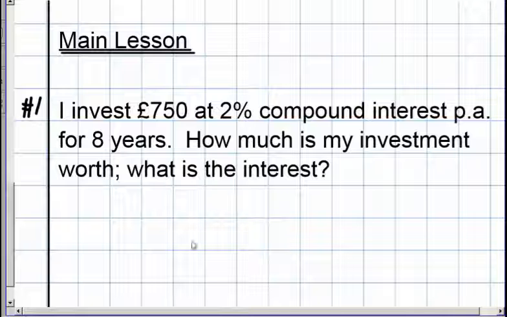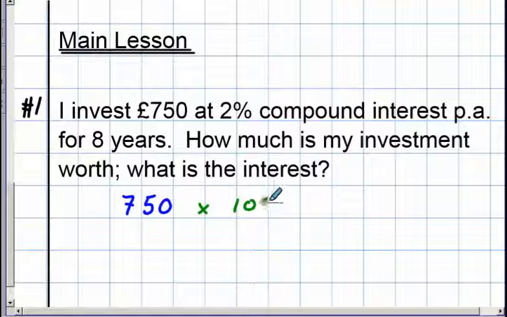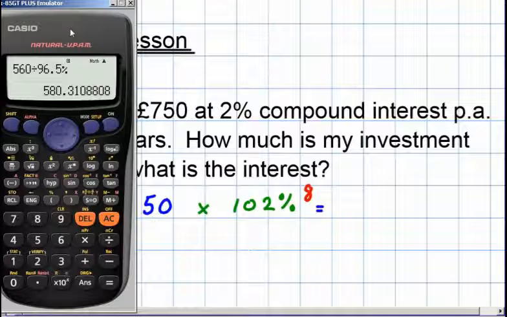Let's deal with the first bit first. How much is my investment now worth? Well, you take the original amount. If you were to increase it by 2%, and that's sort of hidden in the question, investments are always increases. If I wanted to increase it by 2%, I would multiply by 102%. But it's compound interest, and it's for 8 years. So I put that to the power 8. Then the calculator does the rest.